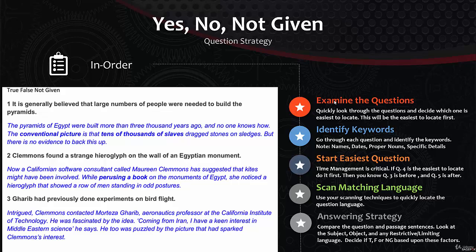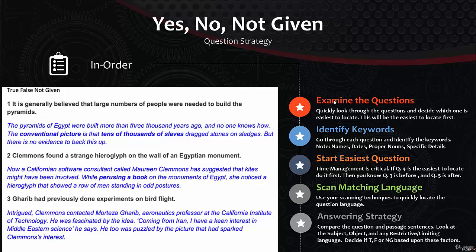Now some of you may be saying, well, where does it talk about building the pyramids? Look at the previous sentence. This is what I was talking about before, right? They're using language from the first sentence and the second sentence to create the question. They've taken the language from both sentences and combined that information together to create the question. But the matching language that we need to look for is conventional, which is a synonym for generally, and large numbers, which is a synonym for tens of thousands. Everything is there, so then we have a true answer.